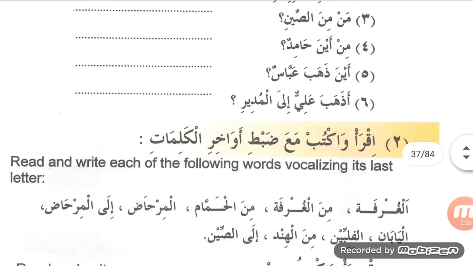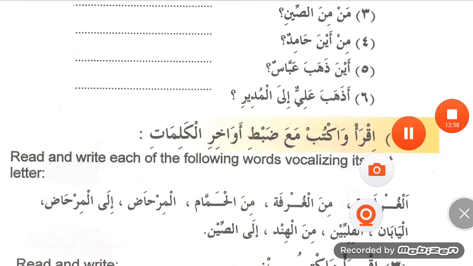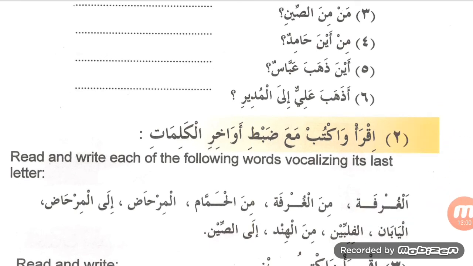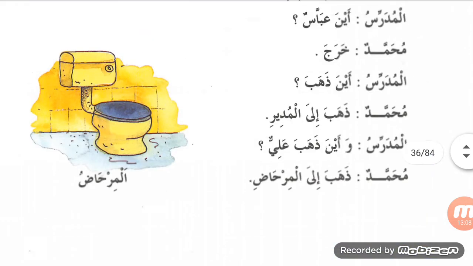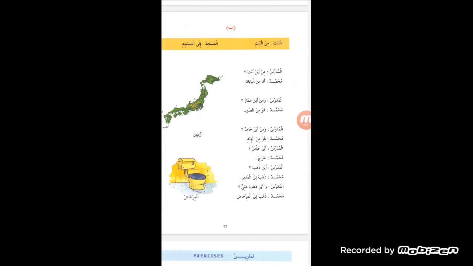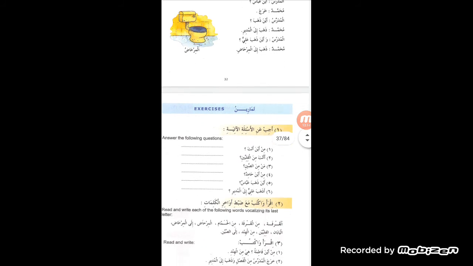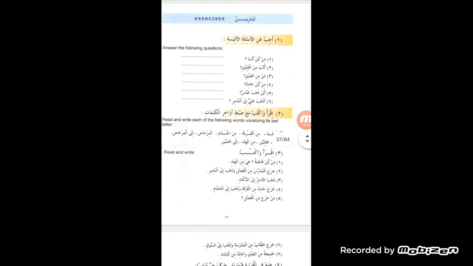Man min al-Sin? Who is from China? Man means who. Okay, you can have a look above to find the answer. Who is from China? Muhammad is from China. So you will say Muhammadun min al-Sin. Muhammad is from China.